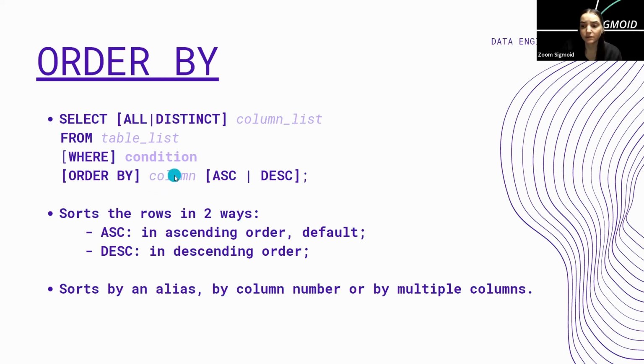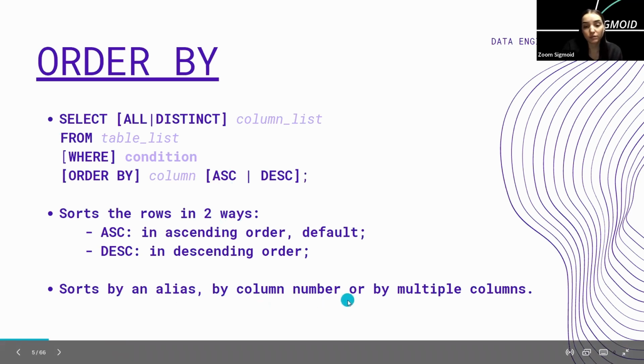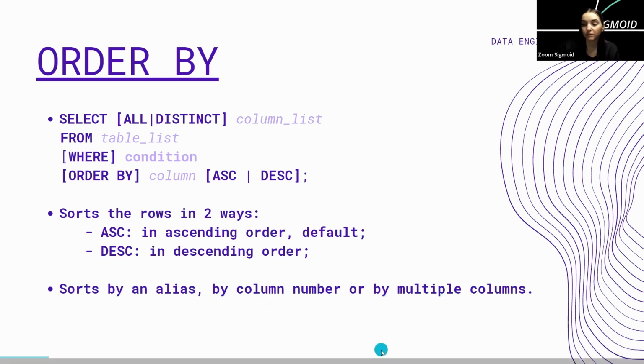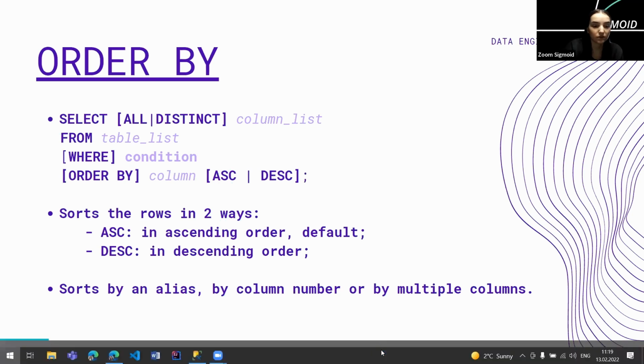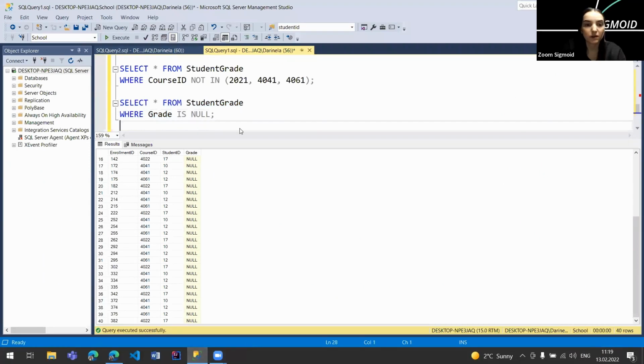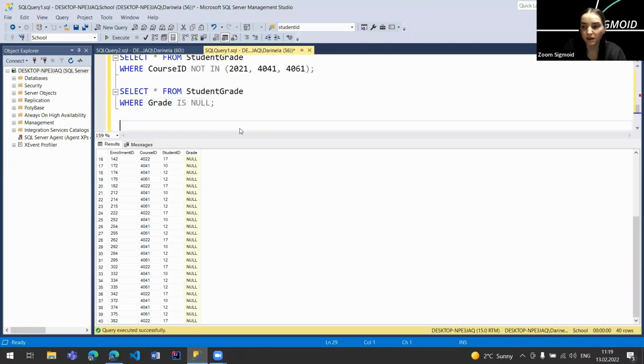Looking at the syntax, we see that we can specify the order, as I mentioned, ascending and descending. Also, we can sort by an alias, by a column number, or by multiple columns. It is possible with the column number too. So let's go here and back, and if you have questions, please ask. I'm open to answer. I will try to answer your questions.